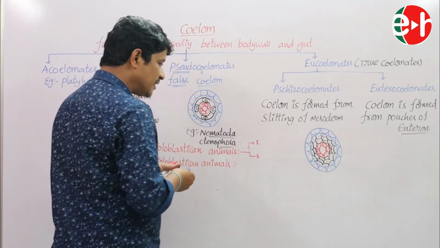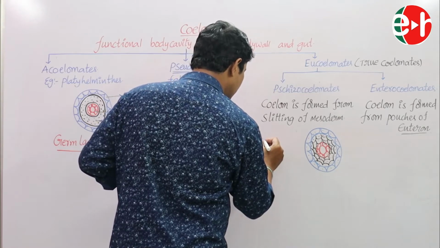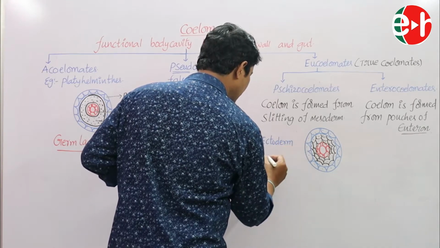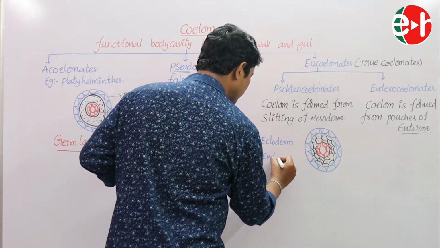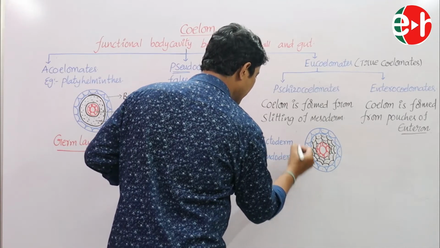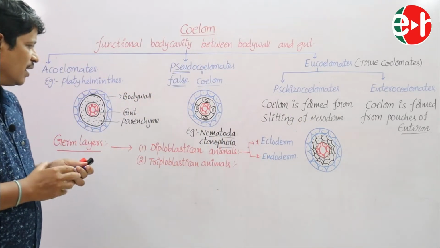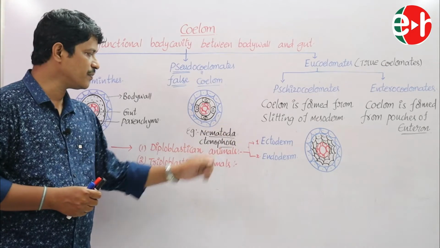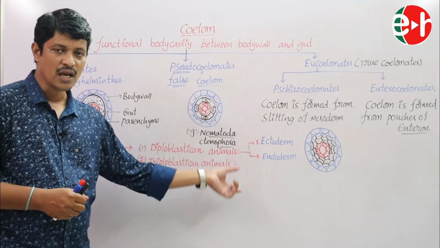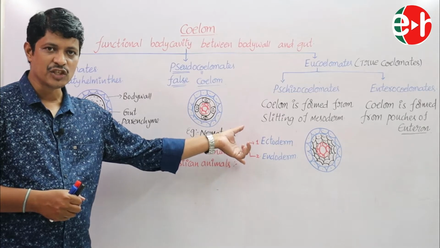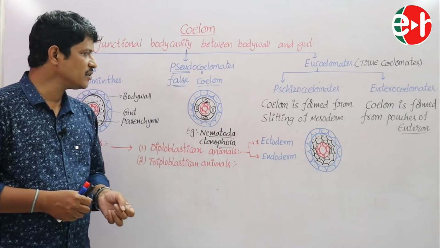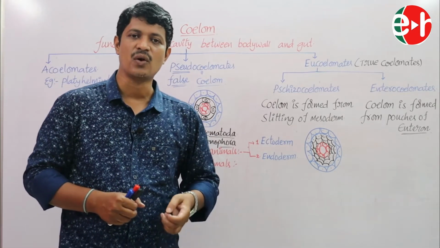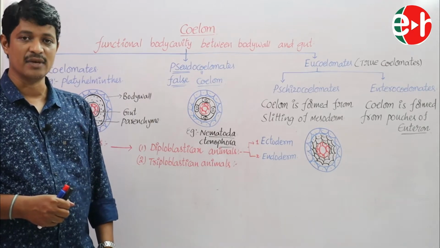The animals with two distinct germ layers, that is, one is ectoderm and the second one is endoderm. See here, for example, in Coelenterata and Ctenophora animals, the outer layer is called ectoderm and the inner layer is called endoderm. Animals with two distinct layers are called diploblastic animals.